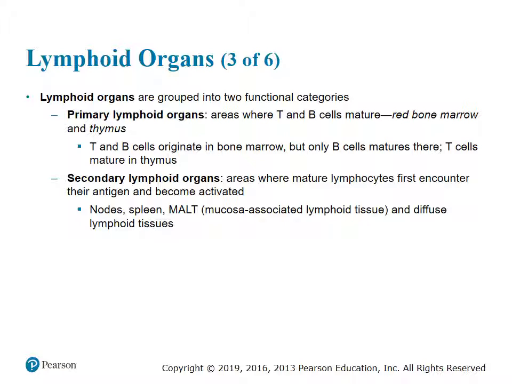So we call these lymphoid organs, right? And they're broken down, or they're distinguished by two functional categories: the primary and the secondary. The primary only has two places, right, in the body: the red bone marrow and the thymus. The red bone marrow and the thymus is the two places where B and T lymphocytes or B and T cells mature.